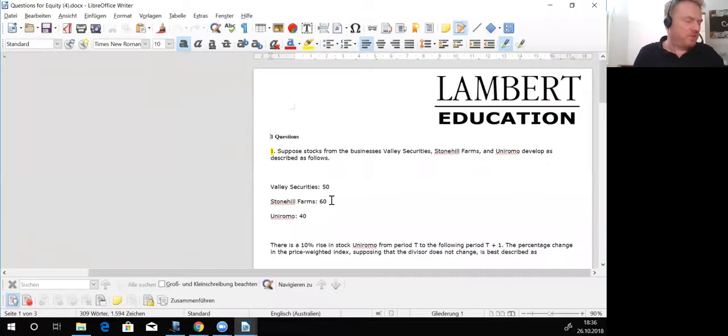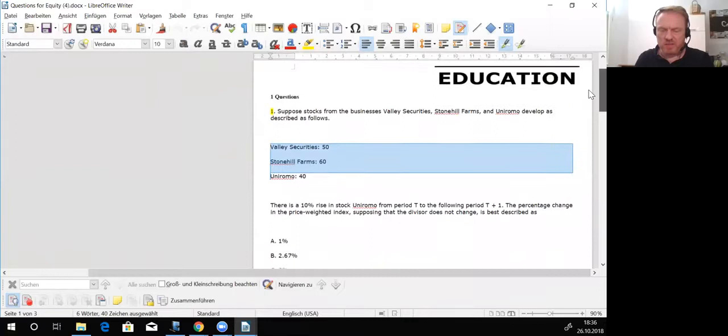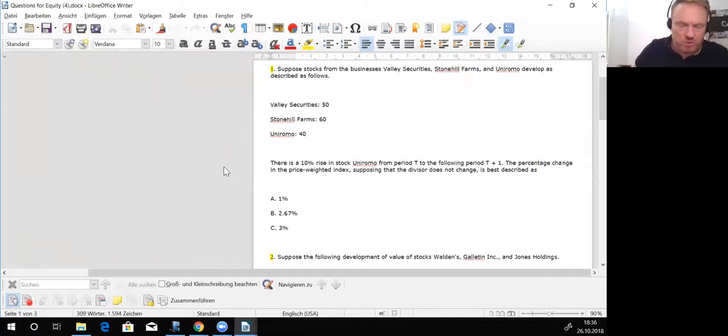The question is now: the percentage change in the price weighted index, supposing that the divisor does not change, is best described as, if I can clarify this answer, either 1%, or 2.6%, or it is 3%. What do you think? What would you think?